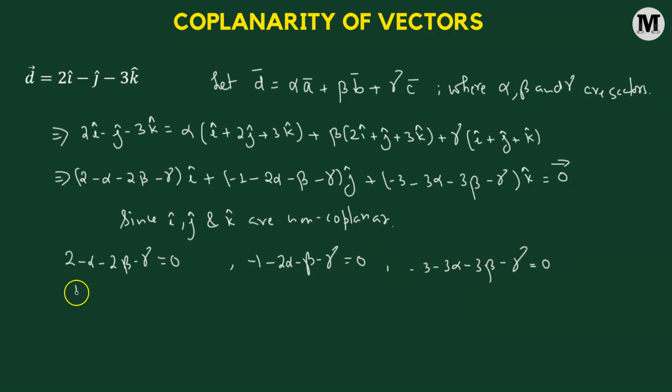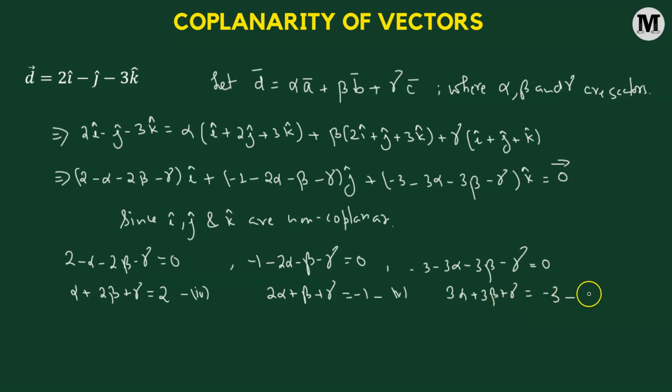Let's rearrange the terms. So we have alpha plus 2 beta plus gamma equals 2. I'm going to label this as equation number 4. Then we have 2 alpha plus beta plus gamma equals negative 1. That's going to be equation number 5. And then we have 3 alpha plus 3 beta plus gamma equals negative 3. That's going to be equation number 6.